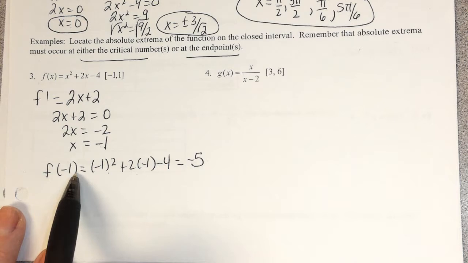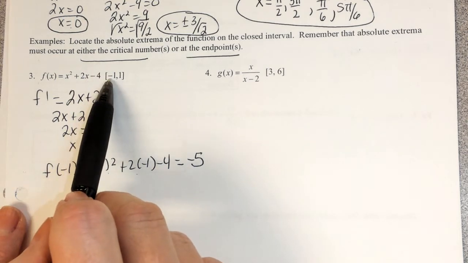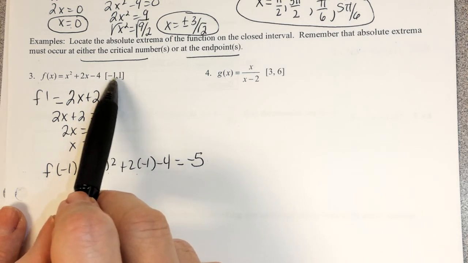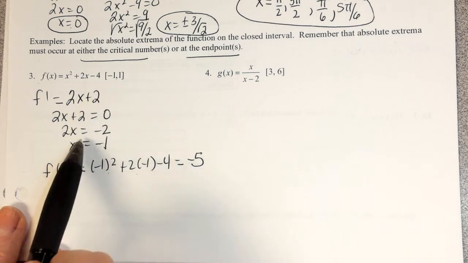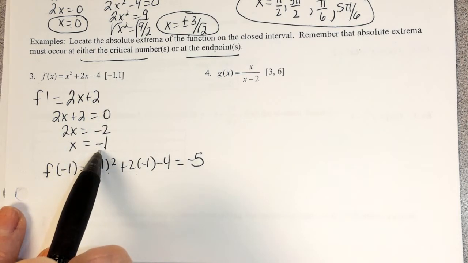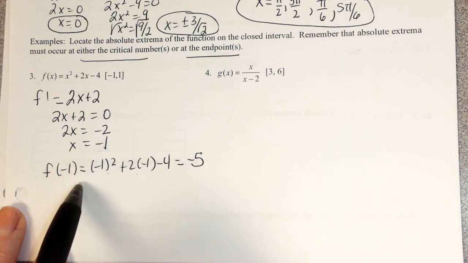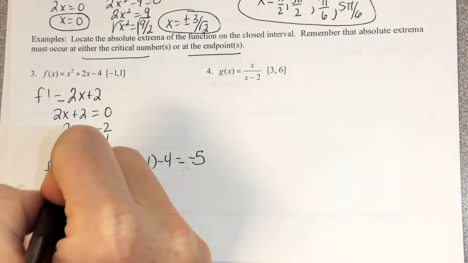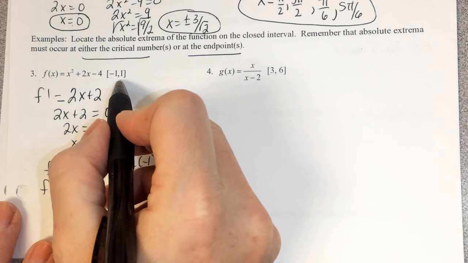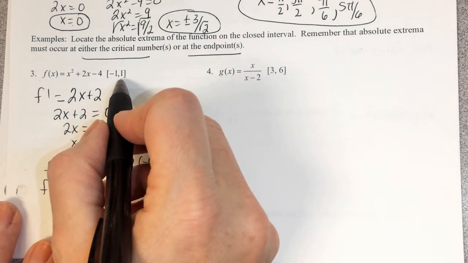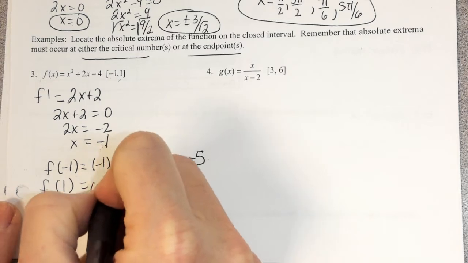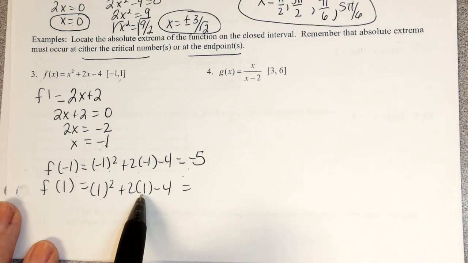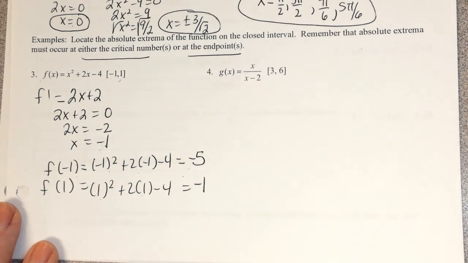That was a critical number that I checked, but that was also an endpoint. So that's kind of good. See, I only have to test numbers in this interval. The only possibilities for maxes or mins are going to be at the endpoints or at the critical numbers. Well, this is a critical number and an endpoint, so I checked it, and I got -5 for the y value. Now I have to plug in +1, not because it's a critical number, but because it's an endpoint. So I'm going to plug that in. So 1 plus 2 is 3, minus 4 is -1.